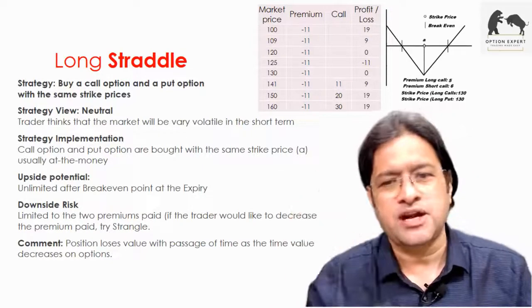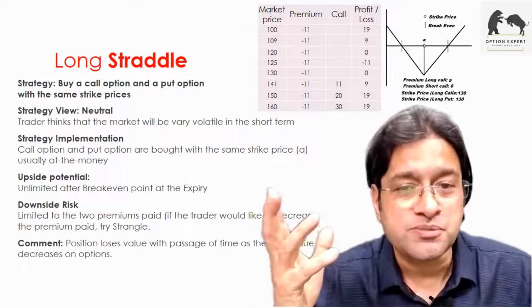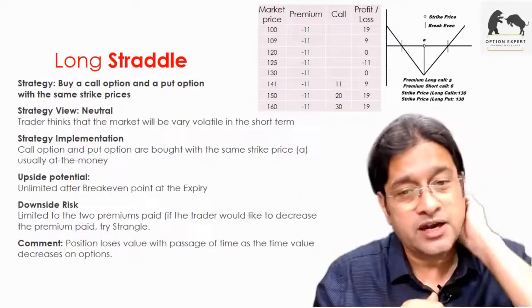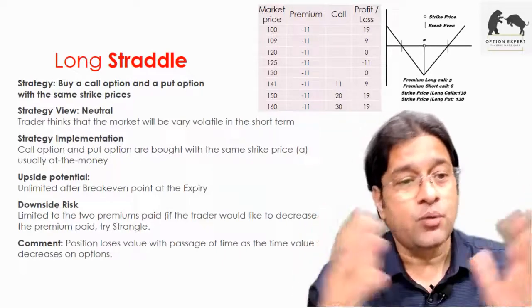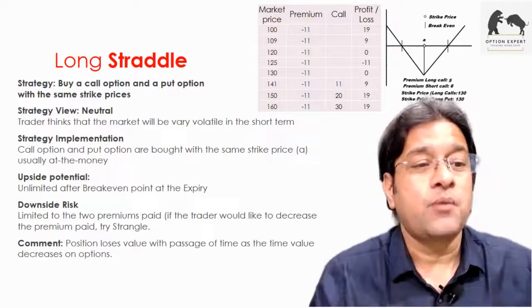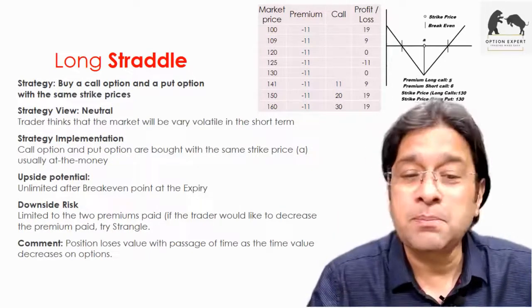Now, let's see, there is a result which is coming up, a major announcement, a reform, a policy announcement which is going to come up. You're not sure how the market will react, whether bullish or bearish. What do you do at that time? You try and do a long straddle, where you buy a call and a put option at the same strike price. How do you implement it?